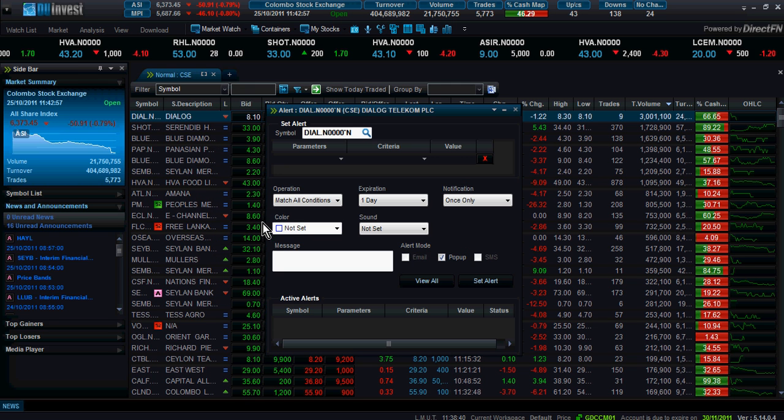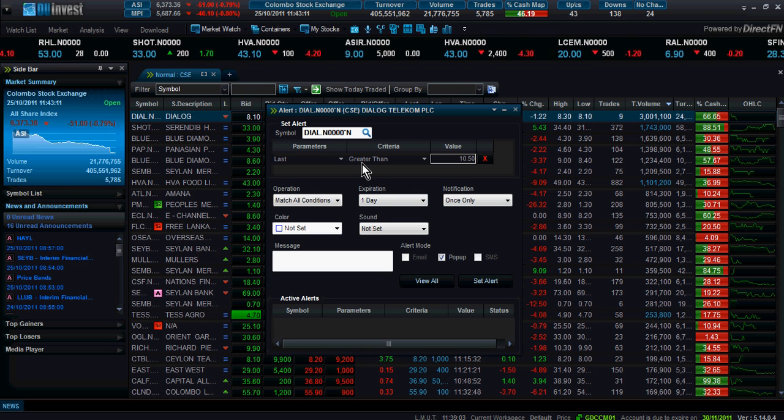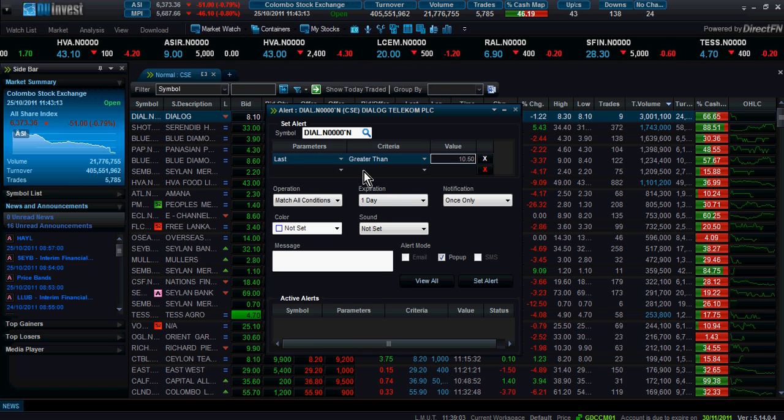So what you can do is go there, right click and go to alerts, and from here you can set various alerts. As you can see on the top there are these parameters. So there are various parameters. If you would like to say, okay, tell me when the Dialog price goes above 1050, something like that. And apart from that, you can set other parameters as well.